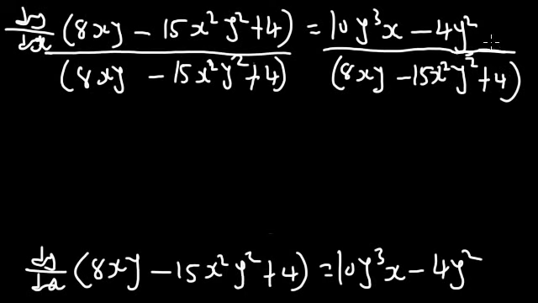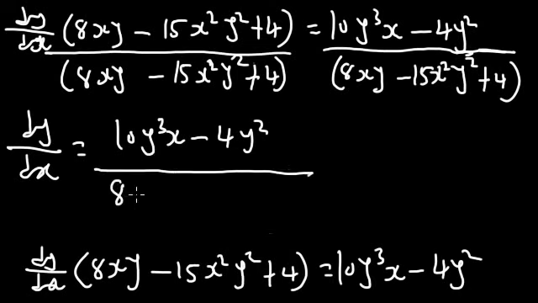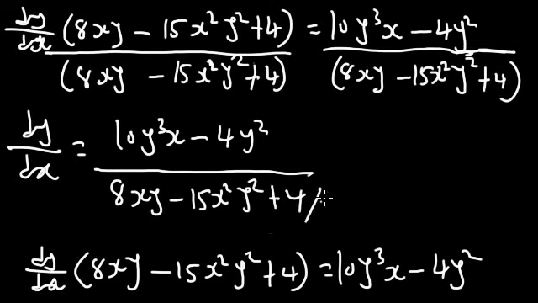Okay, so left over, dy/dx in this case is equal to 10y cubed x minus 4y squared, entirely divided by 8xy minus 15x squared y squared plus 4. And this is the dy/dx for this problem.